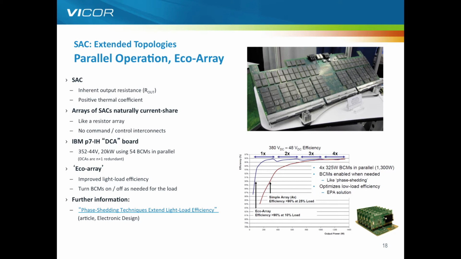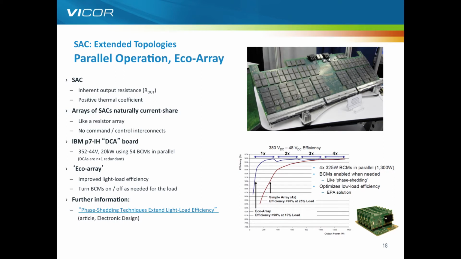Now at the same time, we need to look at paralleling for higher power. So here we're looking at a couple of examples of paralleling the sine amplitude converter. And we go back to that R out, or that natural impedance of the device. The sine amplitude converter has an impedance with a positive temperature coefficient. This means that an array of sine amplitude converters acts like an array of resistors. If one of them takes too much current, the temperature increases, the impedance increases, and the current is naturally reduced. So it's a very simple way of using components in parallel for high performance, high power, with no interconnect, no command and control required. So a very simple system.